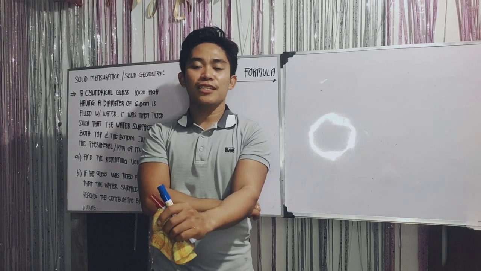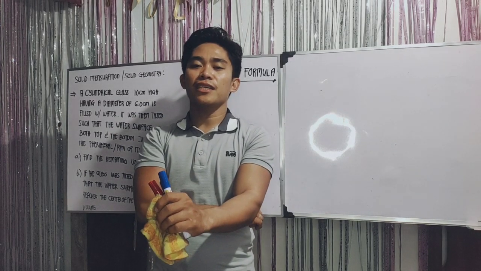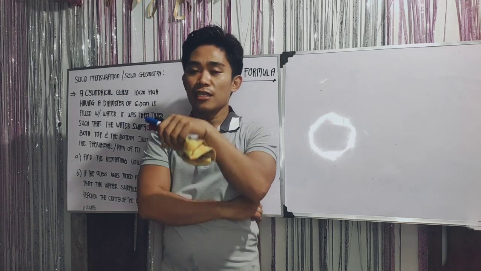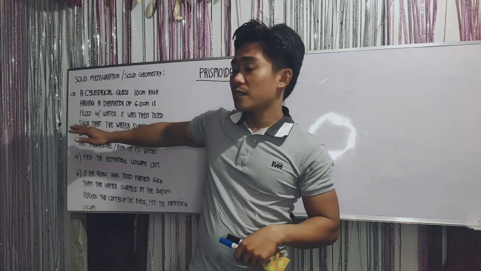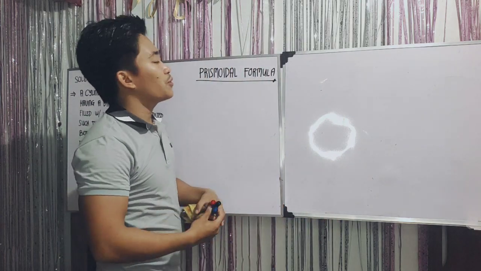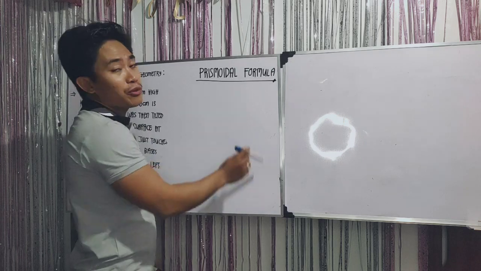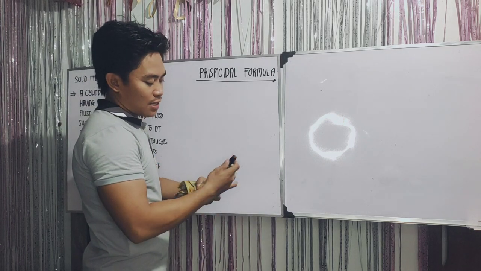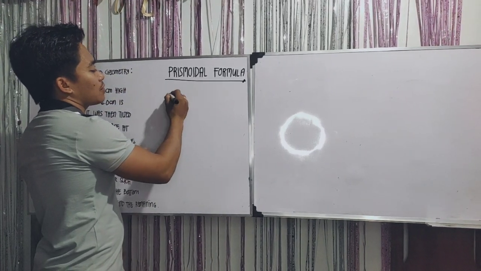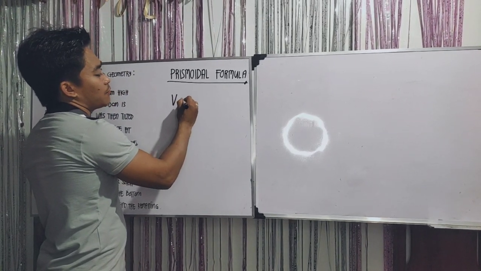Today I will discuss a certain topic about solid geometry, sometimes called solid mensuration. We have a problem here, but before we solve this, I will first introduce to you what we call the Prismoidal Formula. So, what is that?